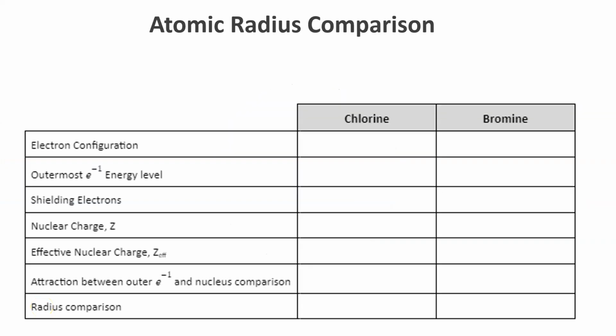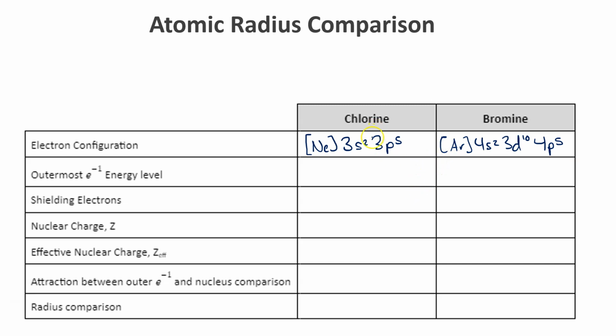Hey everybody, in this video I'm going to walk you through one method for comparing the atomic radii of two or more atoms, and we're going to do it for chlorine versus bromine. The whole process starts off by looking at the electron configurations of the atoms you're trying to compare. So here we've got those done for both chlorine and bromine.